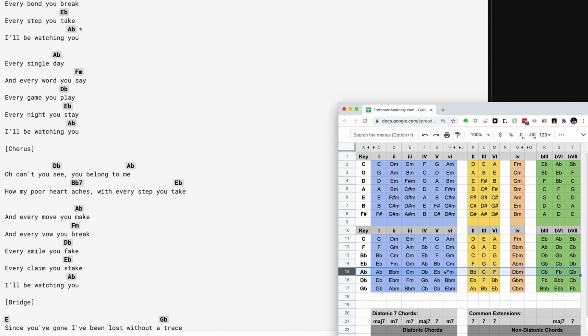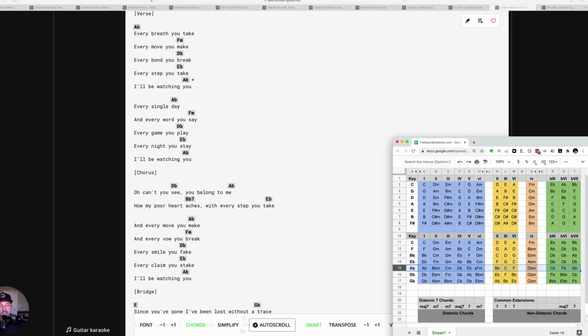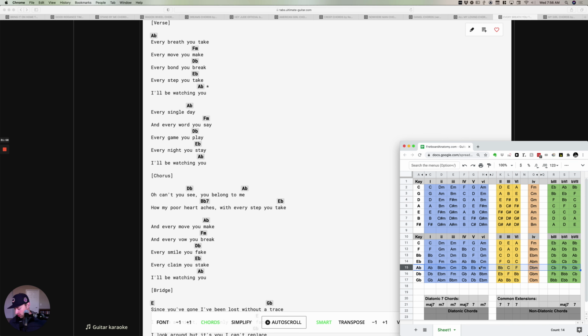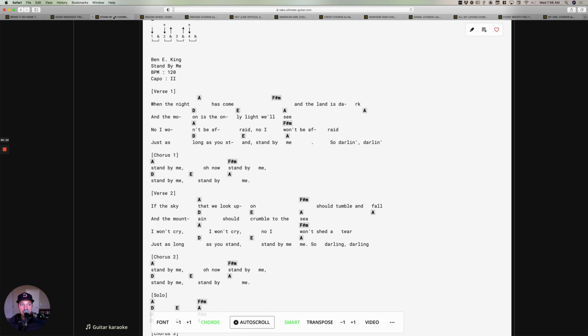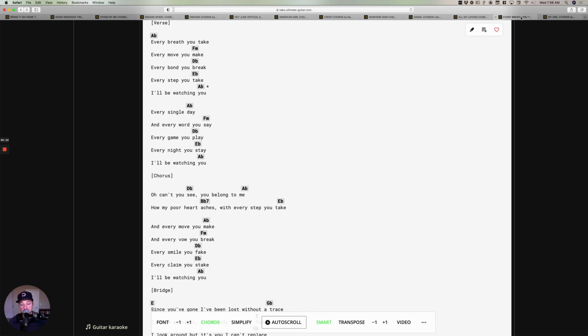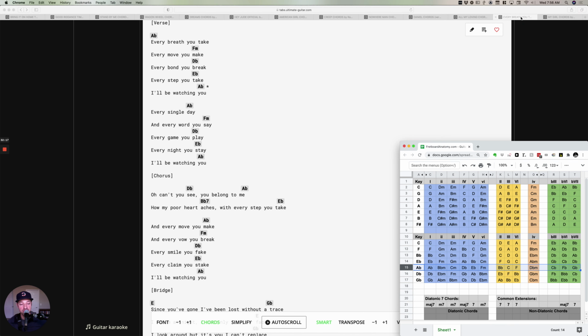Okay, this one is actually the exact same chords as Stand By Me, just in a different key, a half step lower. But it's got that same exact movement. It's got the 1 chord, in this case A flat, F minor is the 6 chord, D flat's the 4 chord, E flat is the 5 chord. Okay, cool. That's not that difficult.